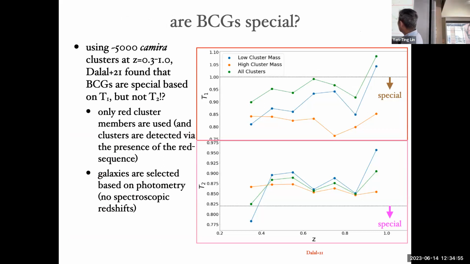For T1 as a function of redshift, we see that most of our BCGs lie below the TR limit of 1, meaning that they are special. Whereas for T2, you see that the opposite trend happens. Most of our BCGs lie above the limit, meaning that they are not special. So what's going on here?